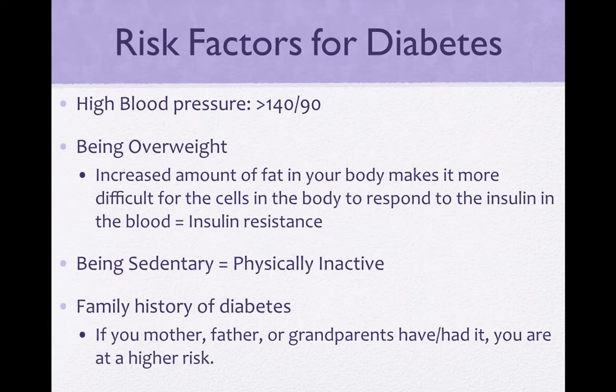Another risk factor is being sedentary or being physically inactive. The last one I'll mention is a family history of diabetes. So if you have a mother or a father, grandparents who have it now or had it, you're at a higher risk for developing diabetes. So then it's all the more important for you to engage in preventative measures, which we'll talk about a little later.